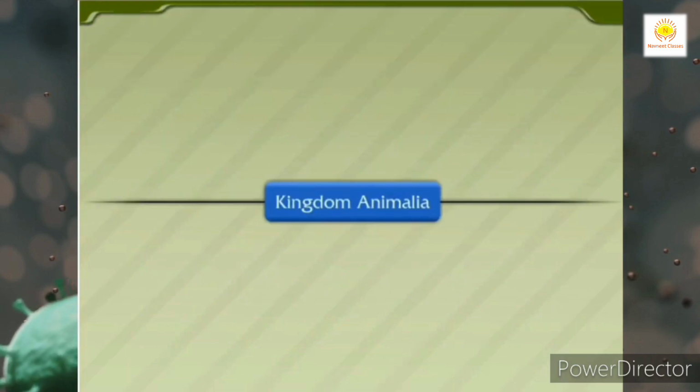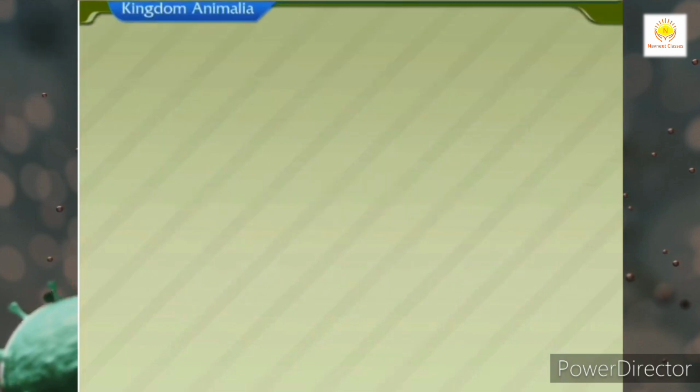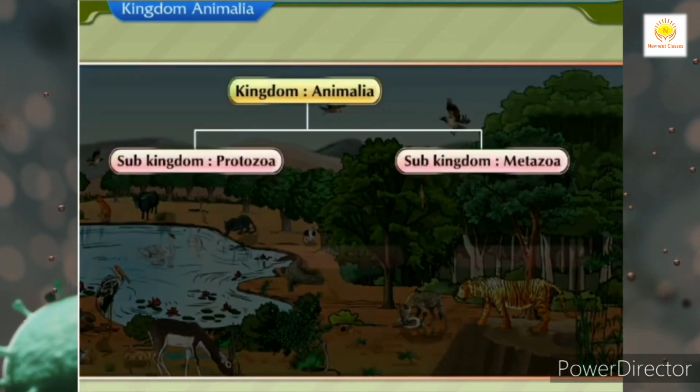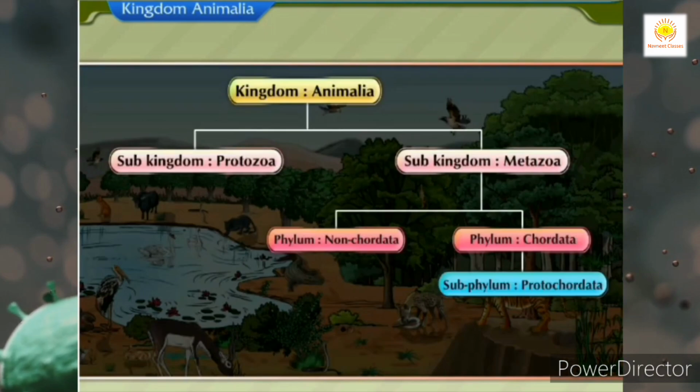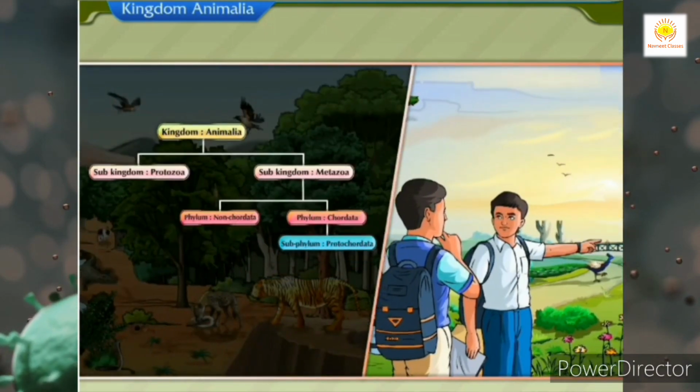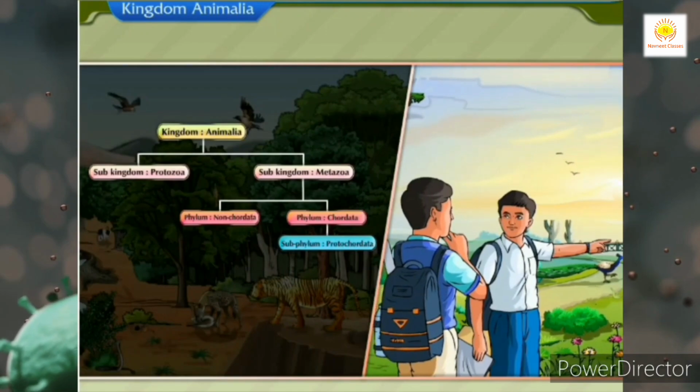Kingdom Animalia. Like plants, we observe enormous diversity in animals also. We arrange them in a proper sequence. This helps us in their systematic study in an easy manner.